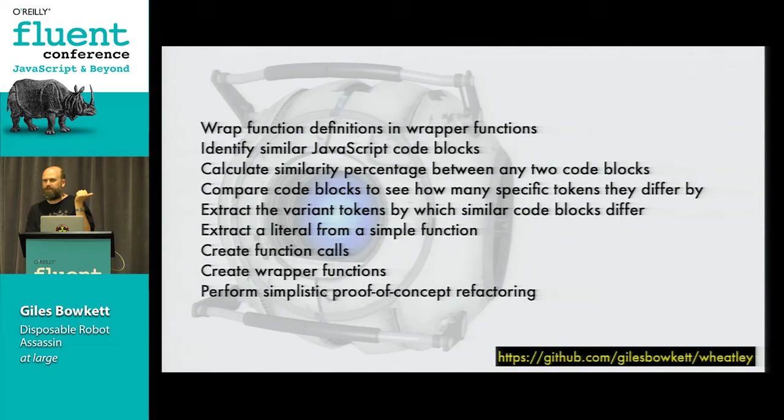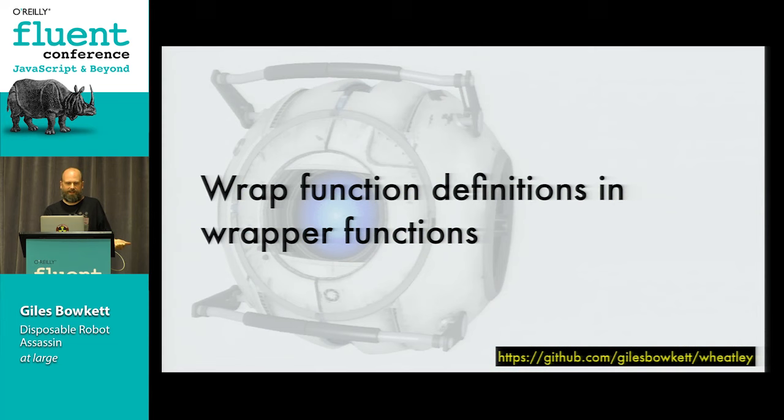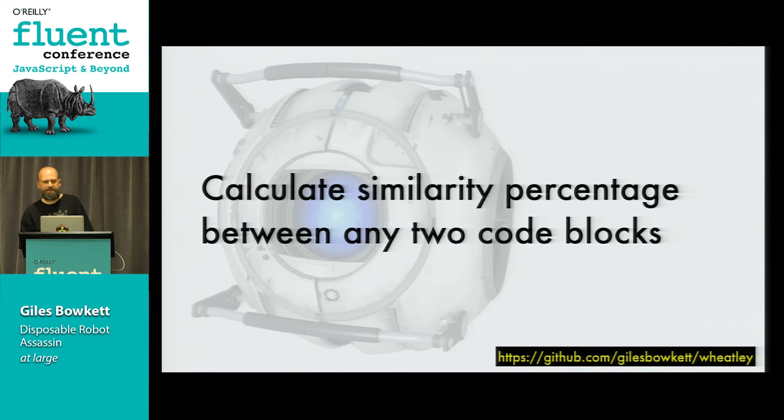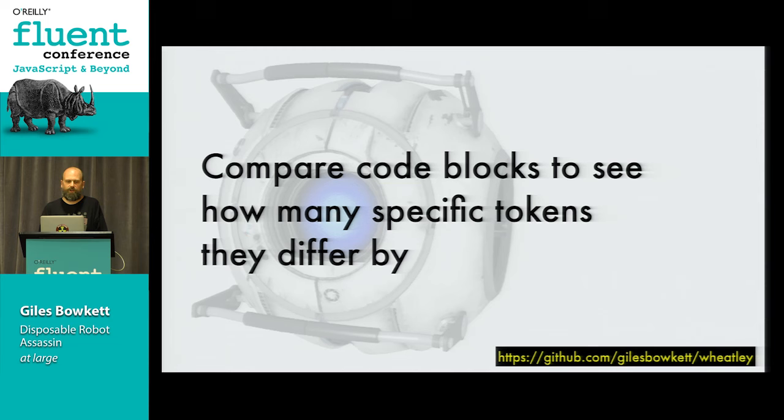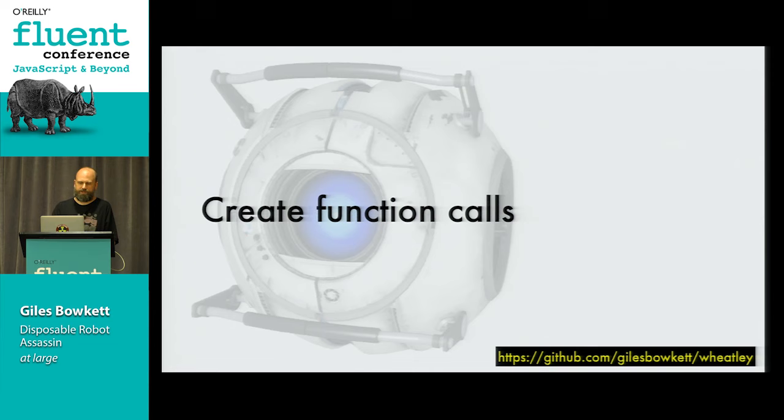You can wrap function definitions in wrapper functions, identify similar JavaScript code blocks, calculate similarity percentage between any two code blocks based on a particular metric, compare code blocks to see how many specific tokens they differ by, right? So console.log foo and console.log bar differ by one token, for example. You can extract those variant tokens. You can extract a literal from a simple function, create function calls, etc. You can do tons of stuff.